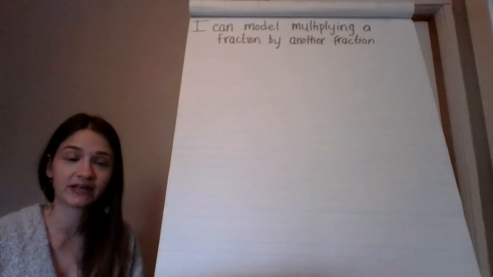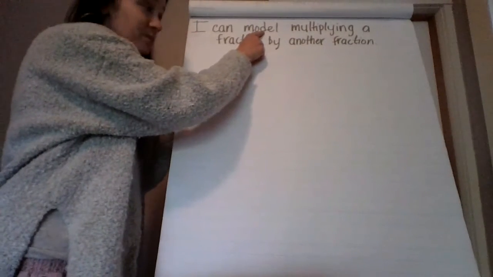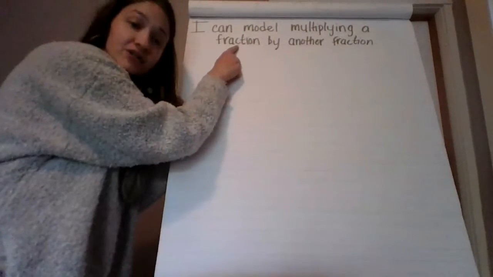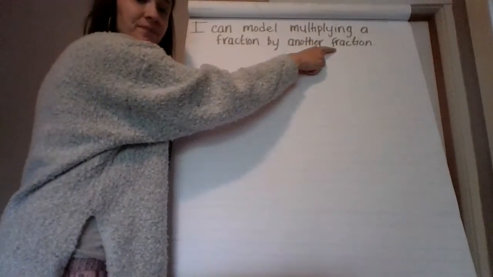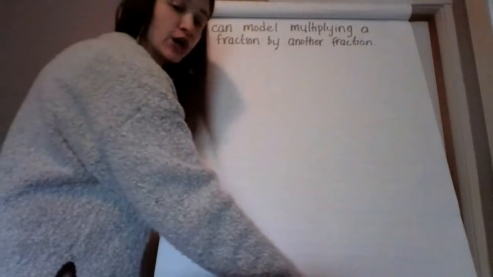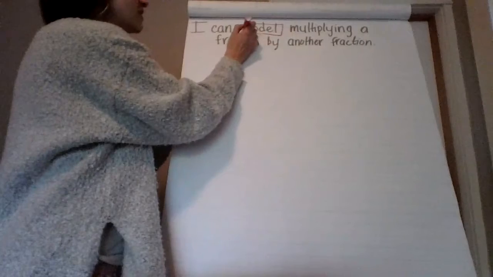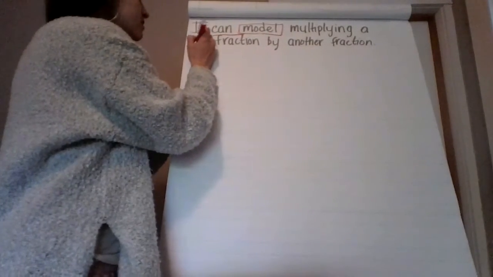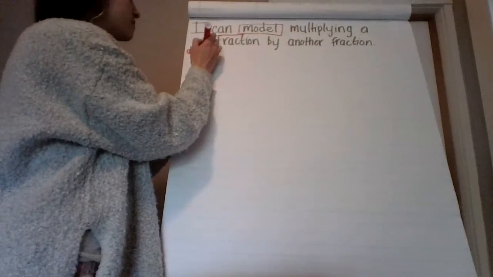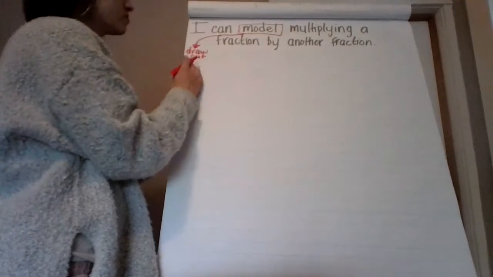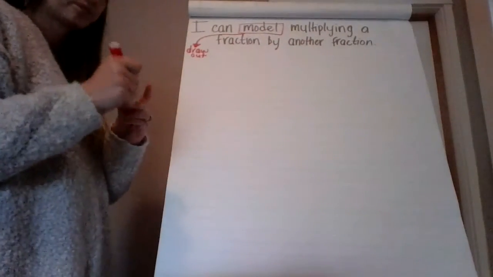Today's learning target is: I can model, your turn, multiplying a fraction by another fraction. Today, fifth graders, we're going to talk about this word model right here. We've talked about this in class a lot. Today what we mean by model is to draw out. So I can draw out multiplying a fraction by another fraction.